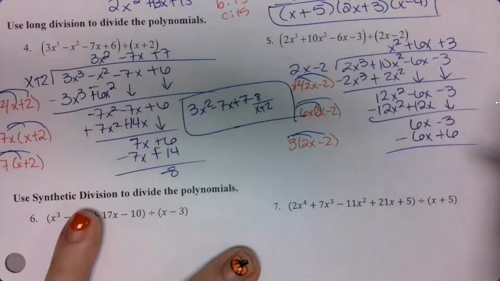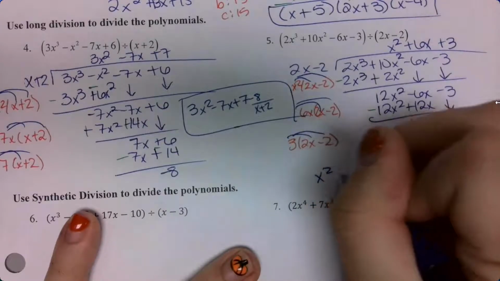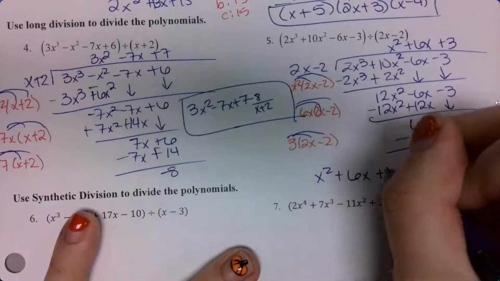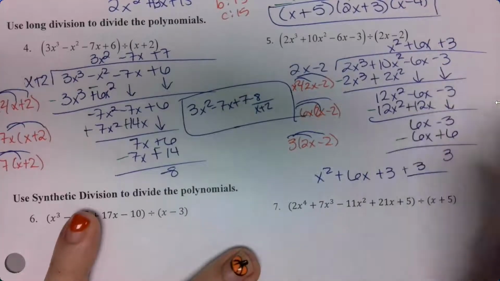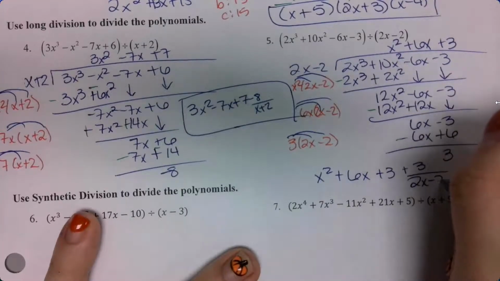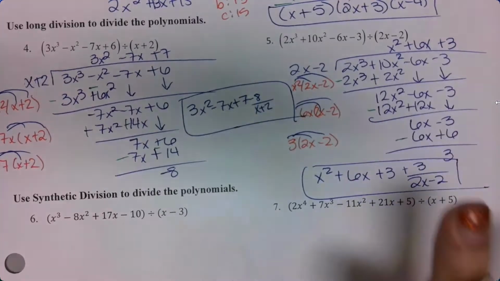6x minus 6x cancels out. Negative 3 plus 6 is 3. And I'm going to go ahead and write this out. The top part is the first part of my answer. Then I have plus 3 over what I was dividing by, which is 2x minus 2.